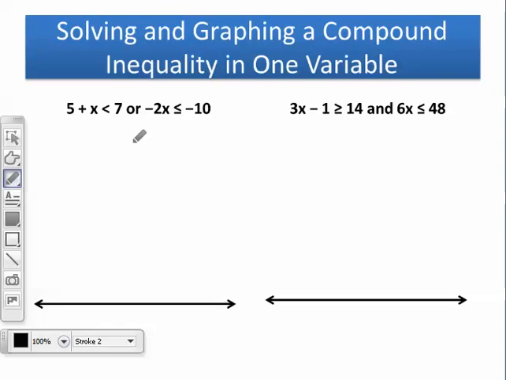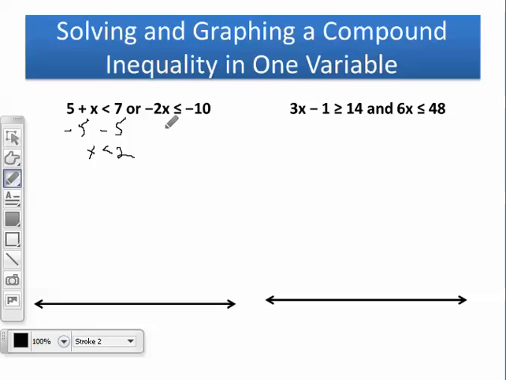So, when I get compound inequalities like these, what you have to do is, first of all, solve them for just x or y. In this particular case, I'm going to subtract 5 from both sides of the equation. I'm going to get x is less than 2. But there's an "or" here. What I have to do is solve the other side also.